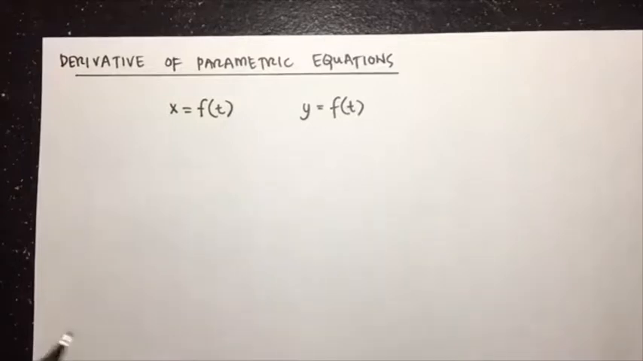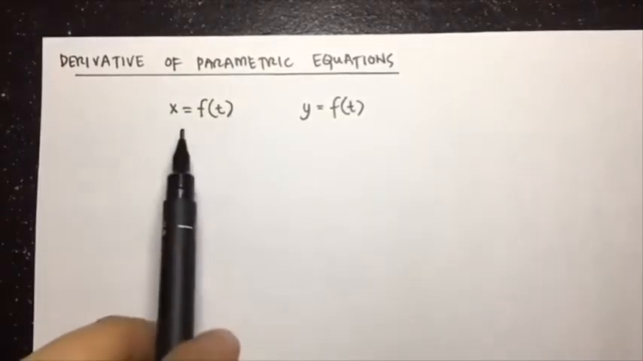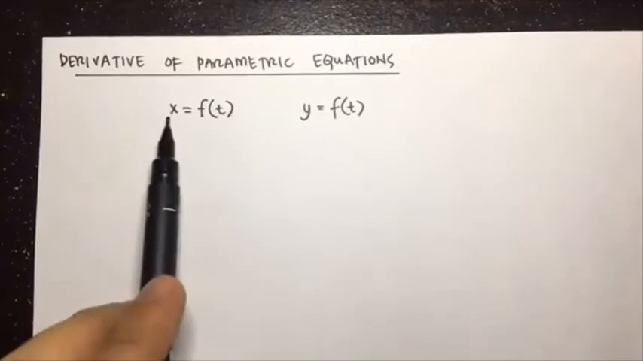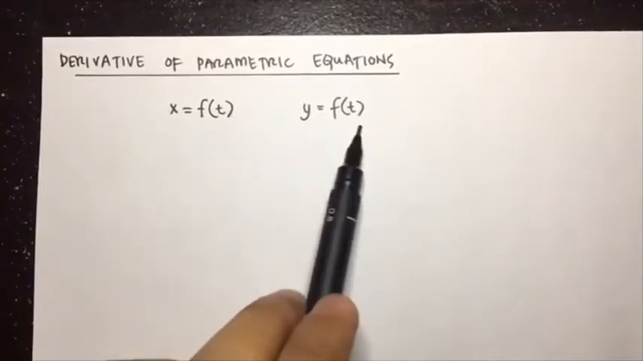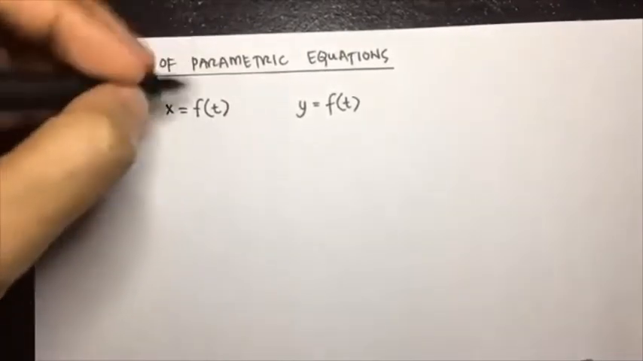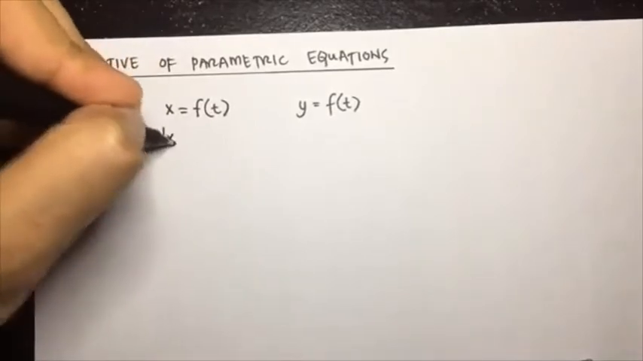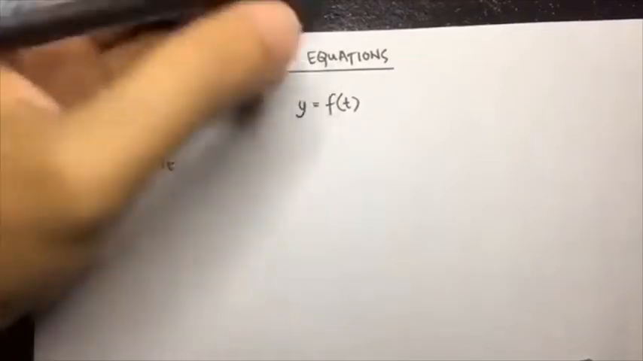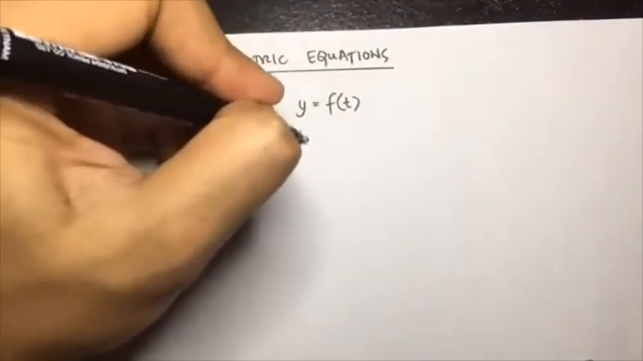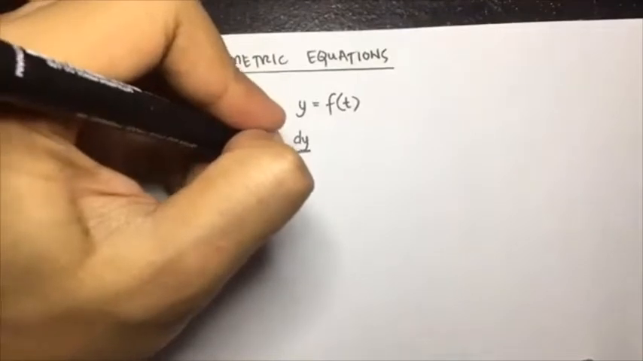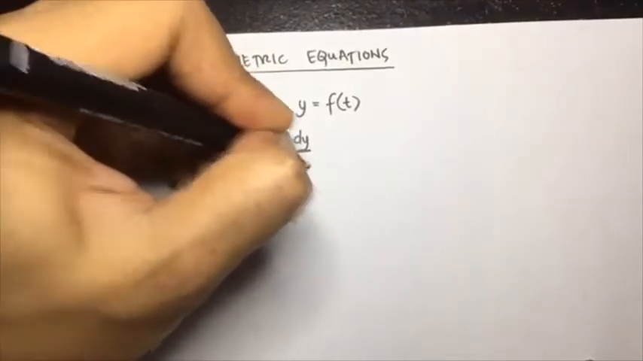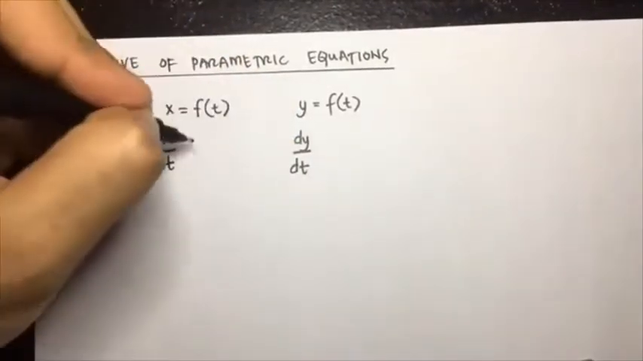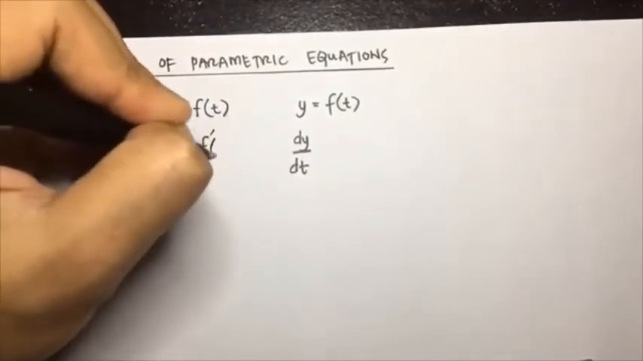For the derivative of parametric equations, when we have two equations where x is given as a function of t and y as a function of t, what we get is the derivative of x with respect to t, and the derivative of y with respect to t. Each of these will be f prime of t.